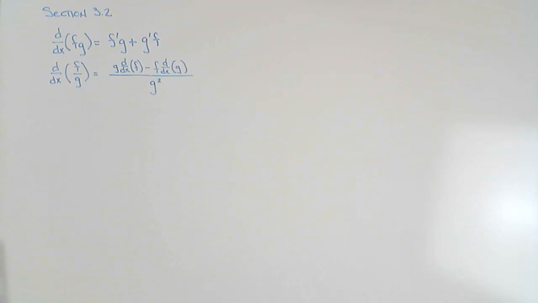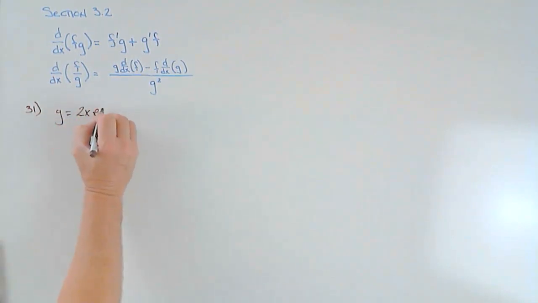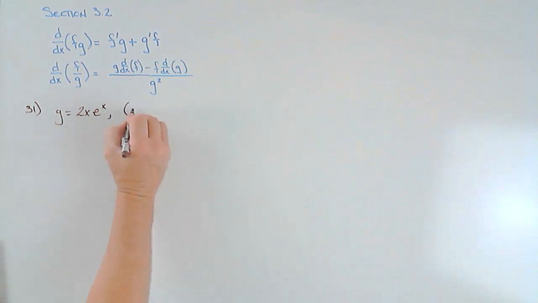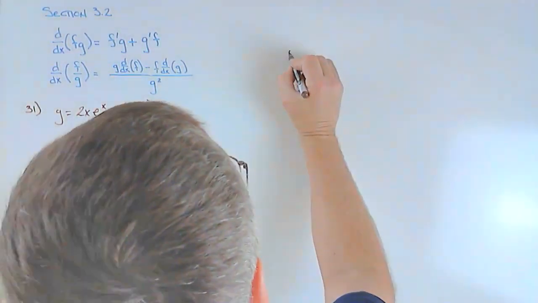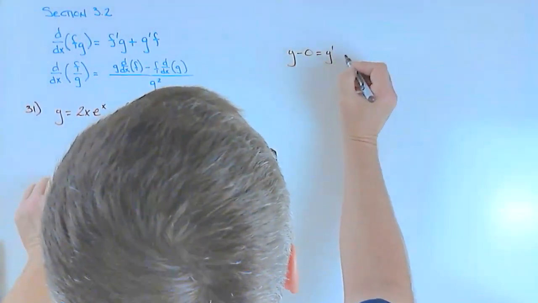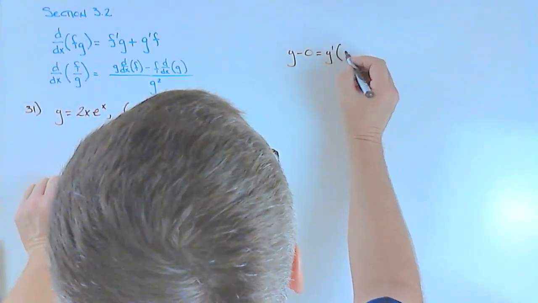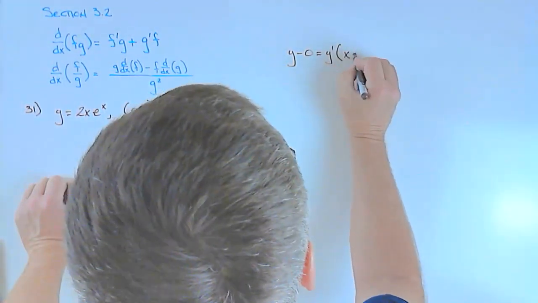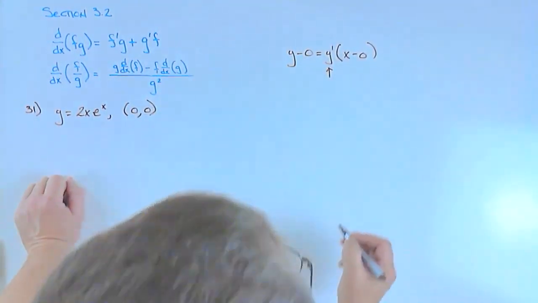Problem 31 asks for the equation of a tangent line. So let's take a look at that one. We haven't done an equation of the tangent line problem in a while. So problem 31, they give us y equals 2x e to the x. They give us a point on that curve, 0, 0, and they want the equation of the tangent line that passes through that point. Now we know the equation of that tangent line is going to be y minus 0 equals the slope. The slope is going to be y prime, and that is going to be multiplied by x minus 0.